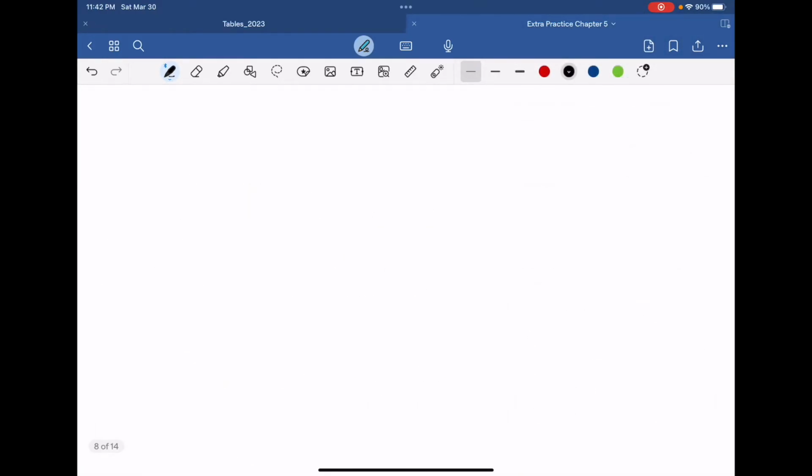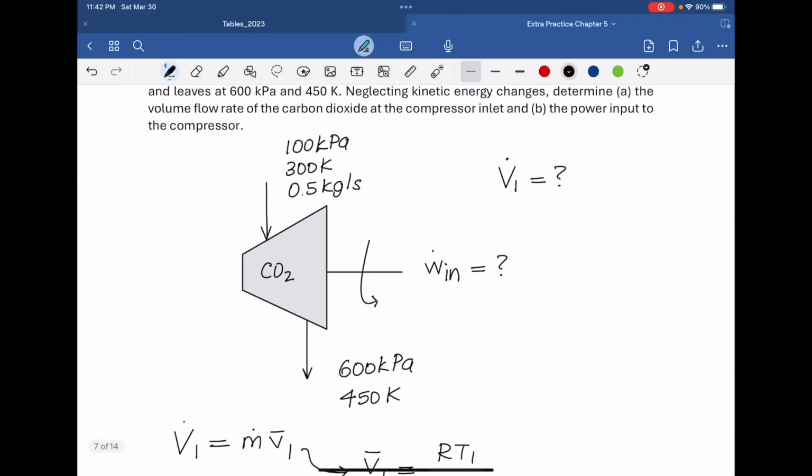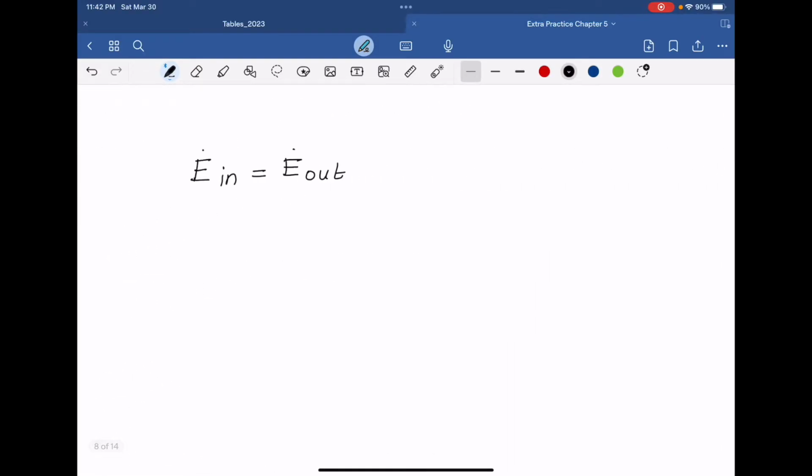So, just like that. And therefore, when we look at our sketch, we can see the energy interactions here. Mass is getting in, power is getting in, and mass is getting out. Since there are no heat interactions, and the only work interaction is the work getting in, we can simply write our energy balance. All we have to do now is solve this.